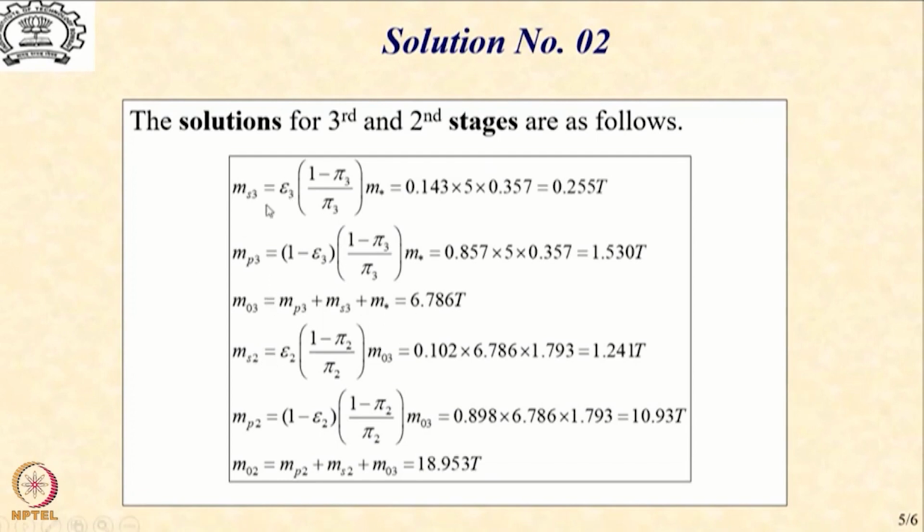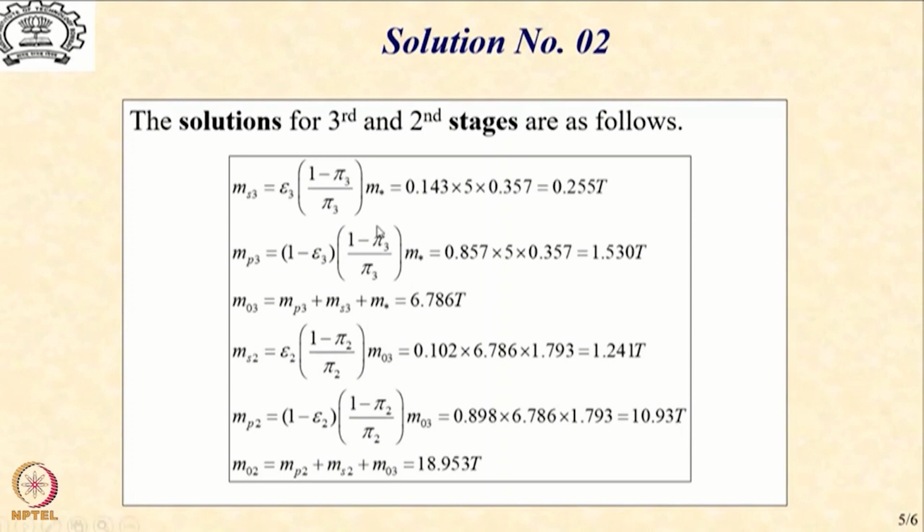So we just take the same expressions, replace third stage with the second stage, and replace M star with M03. And if we do that, then we find that the mass of the structure of the second stage is 1.241 tons, while the mass of propellant for the second stage is 10.93 tons.